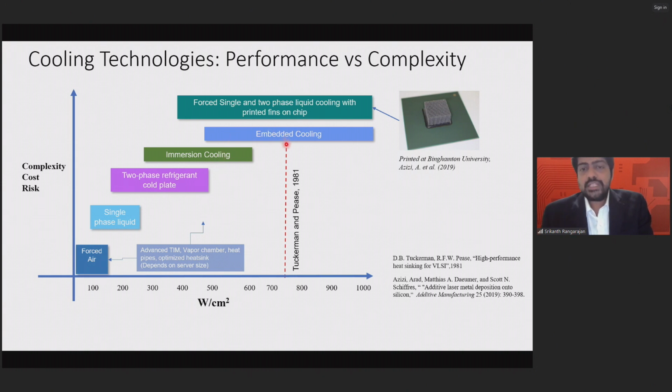So the embedded cooling is where Tuckerman and Pease in 1981 had already had a ballpark number of 790 watts per centimeter square. So we are also looking for techniques which can really bypass that, and there are some recent papers that have done that. I'm going to show that in the coming slides. And also we have single and two phase liquid cooling with printed fins on chip, like additively manufactured fins sitting directly on the chip, which also eliminates the thermal interface material.